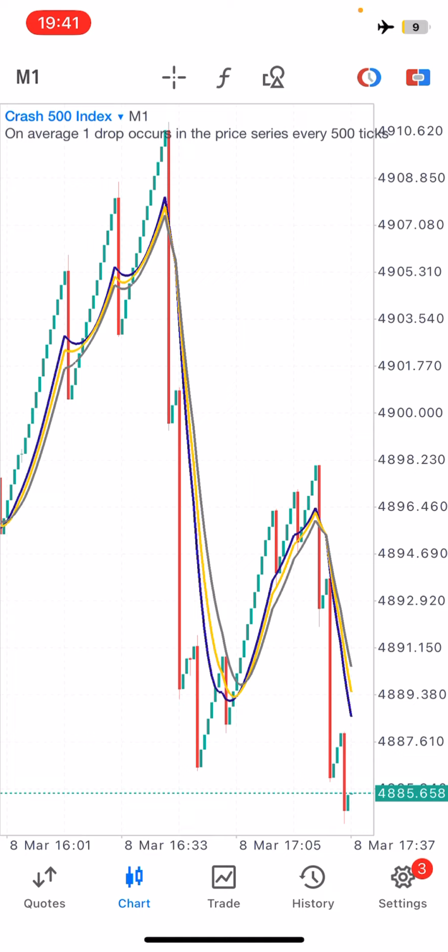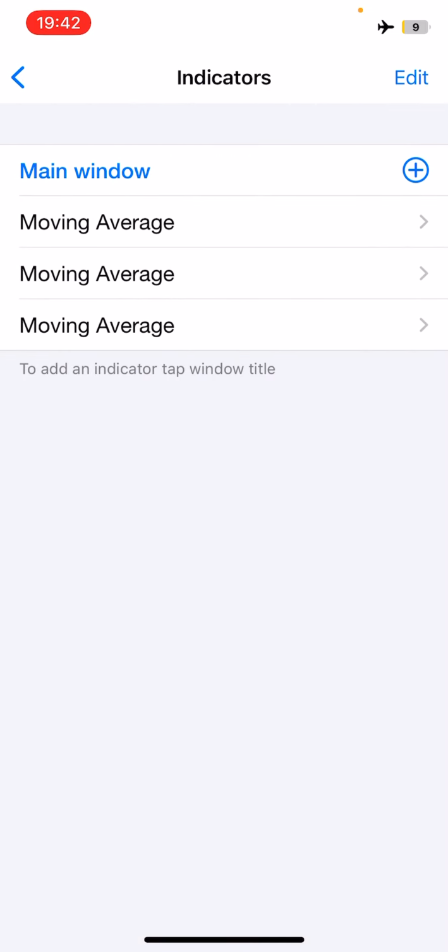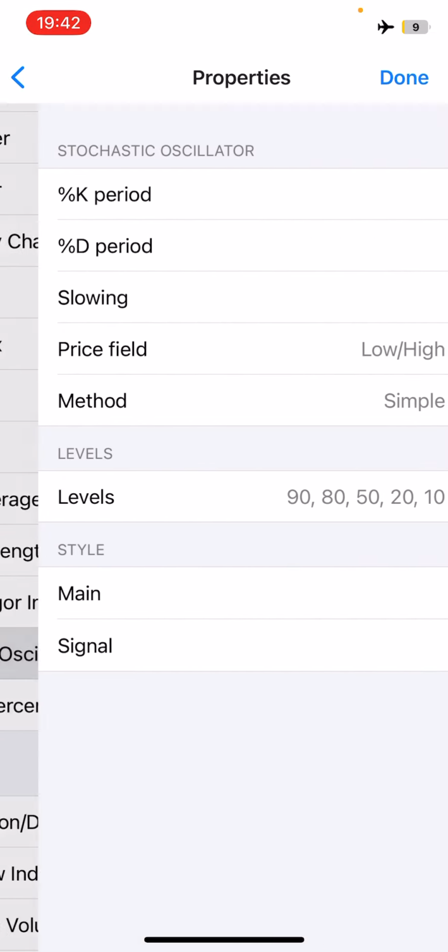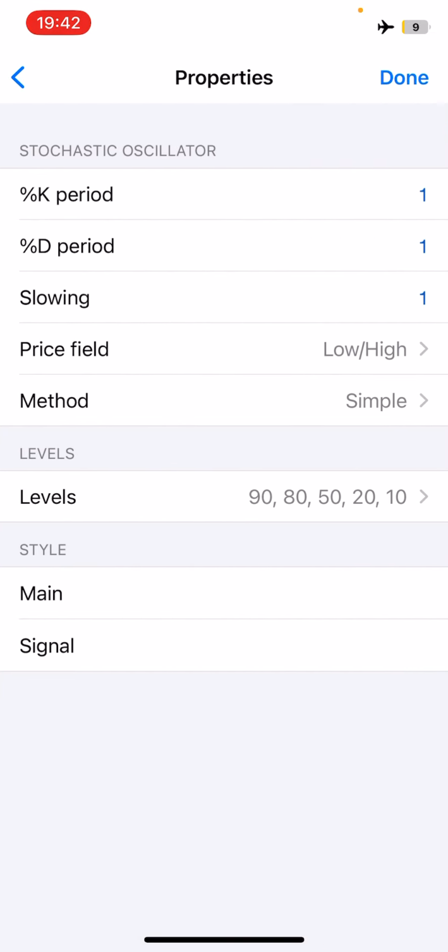Okay, so going back to settings, indicators, we want to add our stochastic oscillator, which is right here, and it is going to have the following properties that you see on my screen: a percentage K period of 1, a percentage D period of 1, a slowing of 1, price field is low/high. Method is simple, and levels, these are very important.